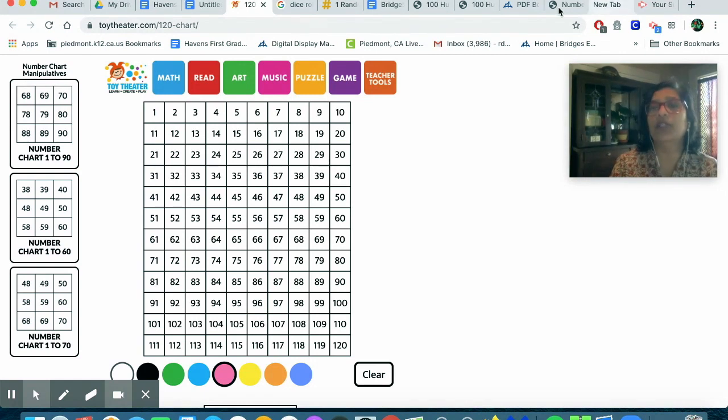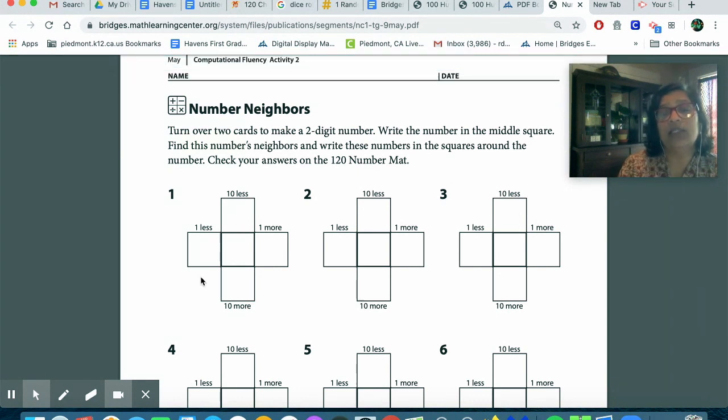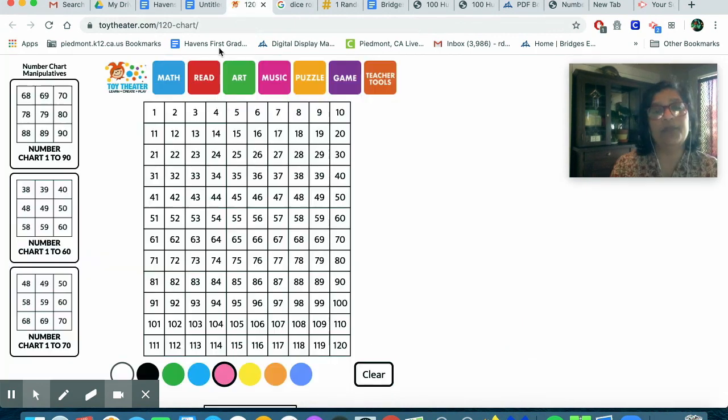Today, I want to show you the two sheets you're going to work on. One of the sheets is called neighbor numbers. What you're going to do is turn over two cards to make a two-digit number, and then write the number in the middle. In just a second, I'll show you. And then this is the grid you're going to figure out. Let's think of this being a part of a number grid. My number is 45. Can you figure out all these numbers that are around it?